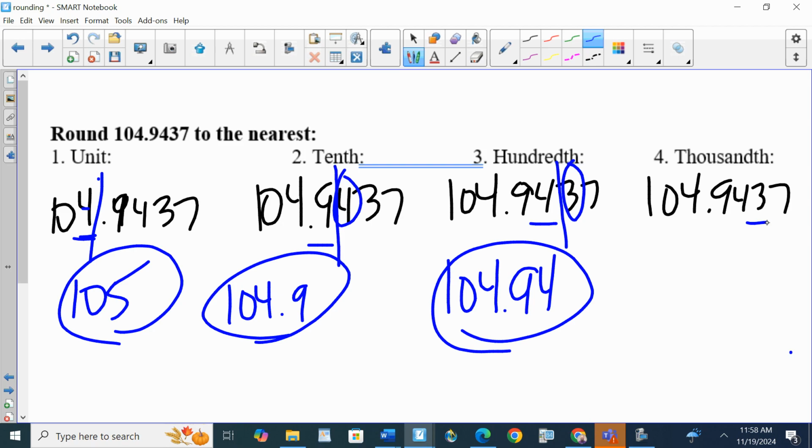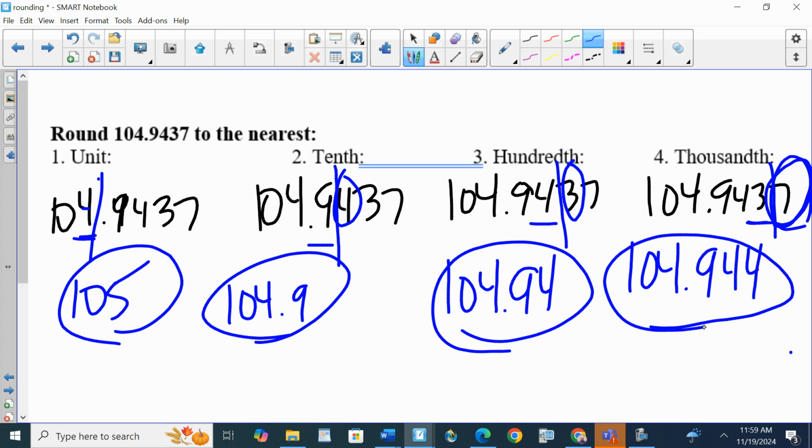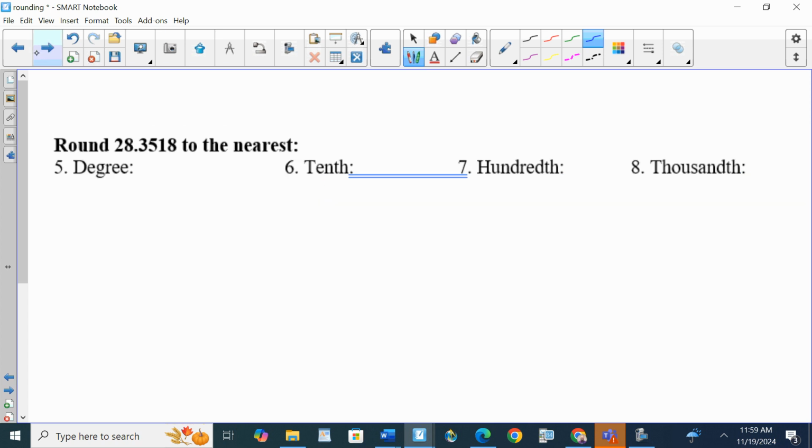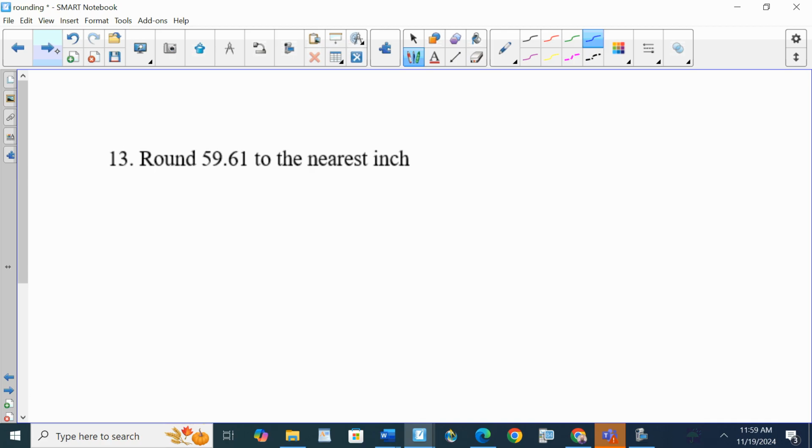Thousandth, what digit's in the thousandth spot? The 3. I underline it. I draw a line. Is the next digit 5 or higher? Yes, it is. So it rounds up. That 4-3 becomes 4-4. 104.944. If the next digit's 5 or higher, the underlined value goes up. Nothing else does. If there's a 9 involved, let's take a look.